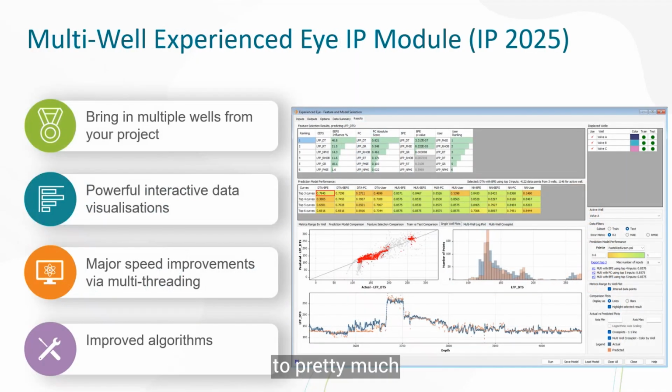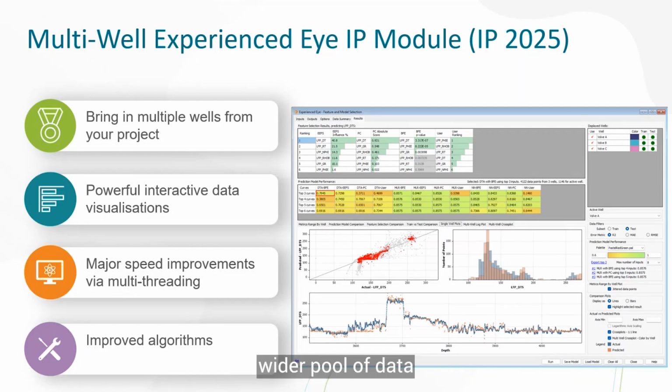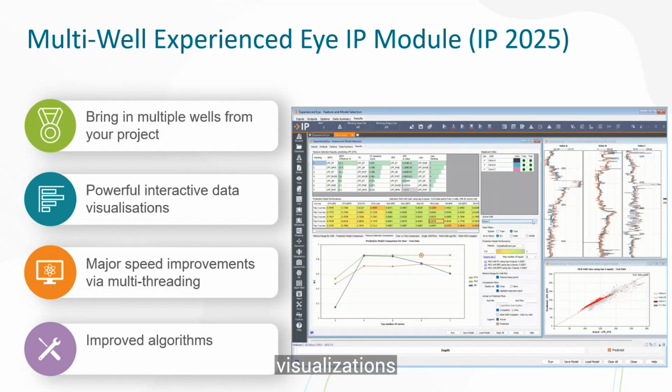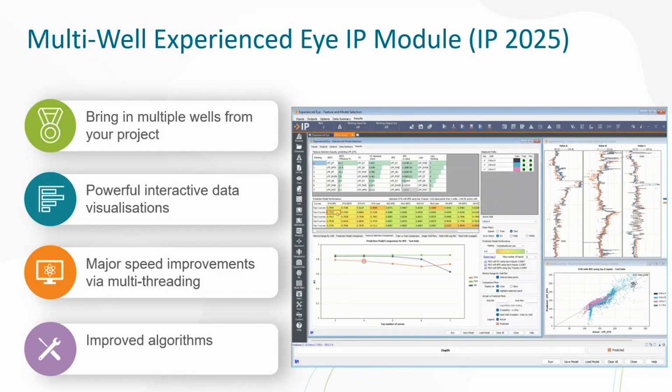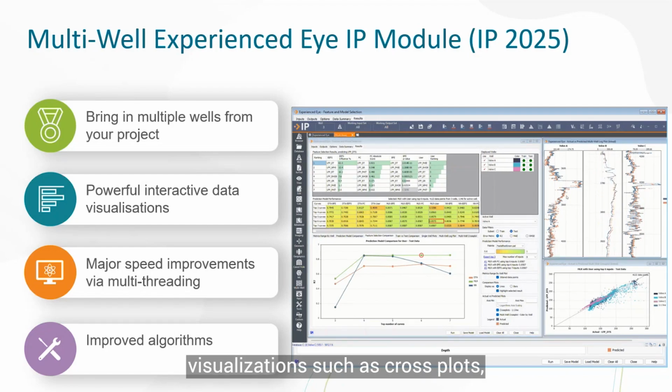So jump forward to pretty much the start of this month, where we released update 3 for IP 2025, and we've now made the module multi-well aware, so we can bring in multiple wells from our project, and that allows us to get a wider pool of data to make more reliable and more robust models. And we also have powerful interactive data visualizations that allow us to filter the data, allow us to explore the different results in various visualizations, such as cross plots, histograms, and interactive log plots.